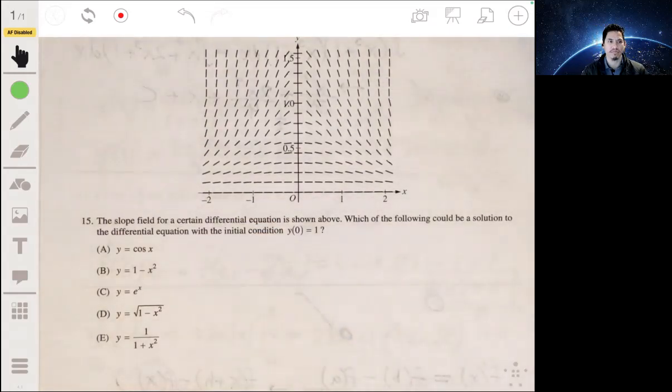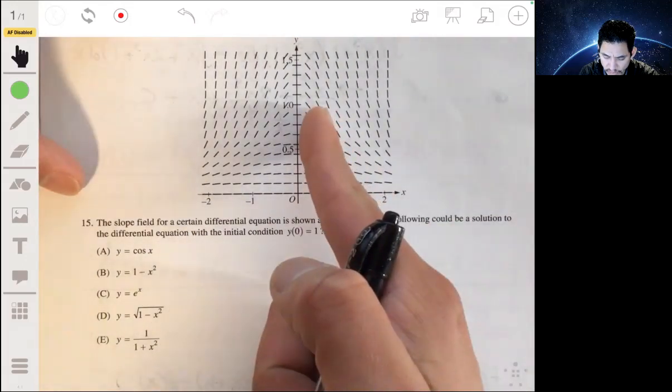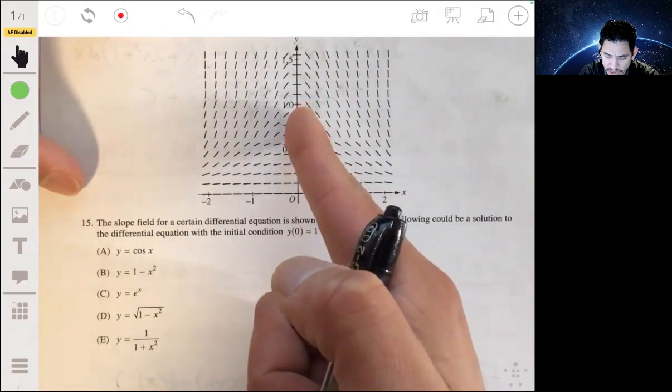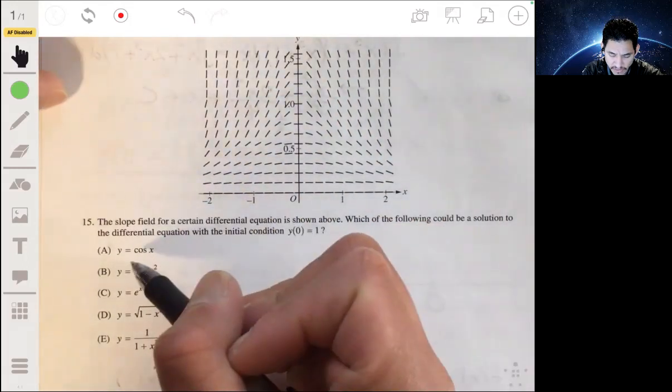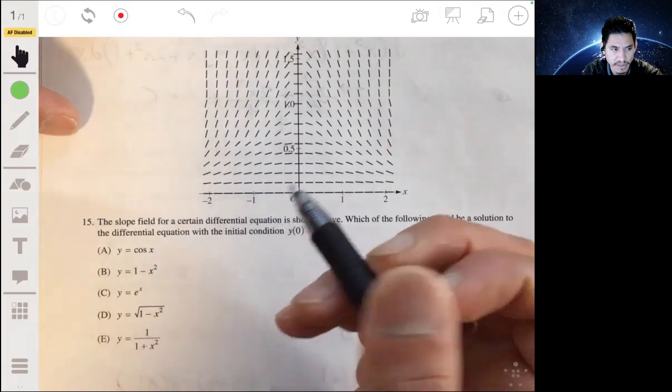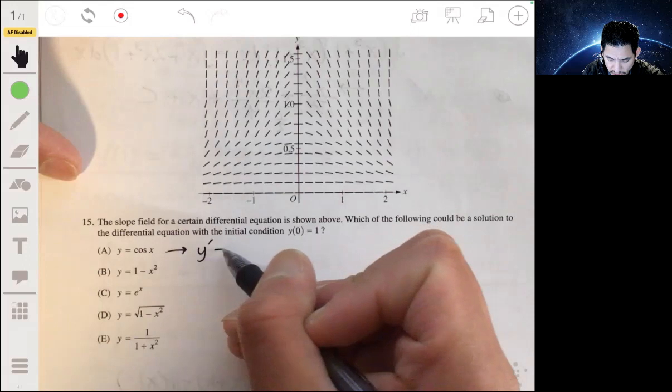Now, there's always a way to brute force this, like plugging and chugging. But based on the information we're given, we want to just see what the equation of this graph would be. So let's just calculate the derivatives of each of these. That would probably be the best advice. So let's find what y prime would be here.